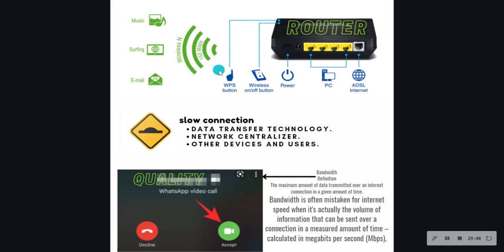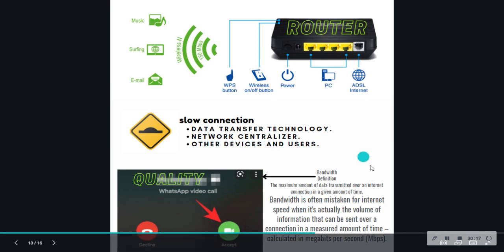That's why some of these IT guys that install the internet will then use reflections, almost scientifically based on reflection like a mirror. But I'm not going to go into that now. I'm just talking about the fact that your network centralizer can also affect your connection, where it's located. And then obviously the last one there is other devices and users.